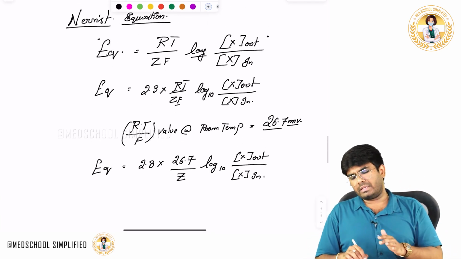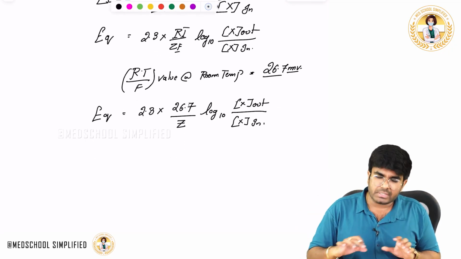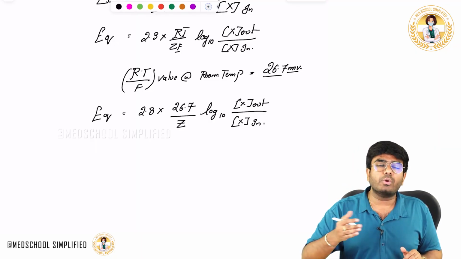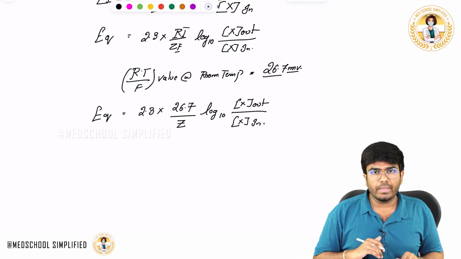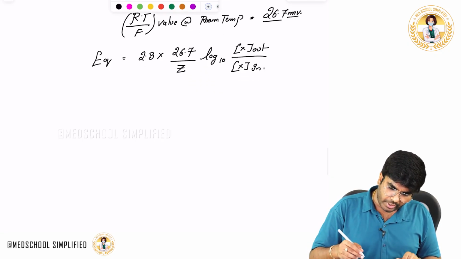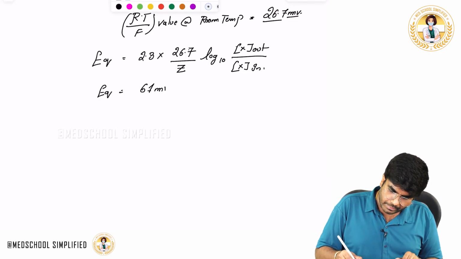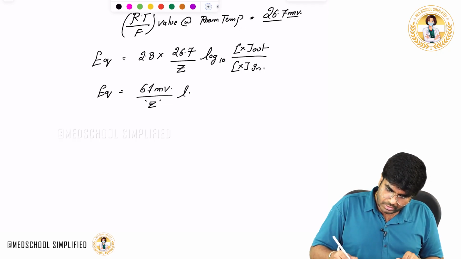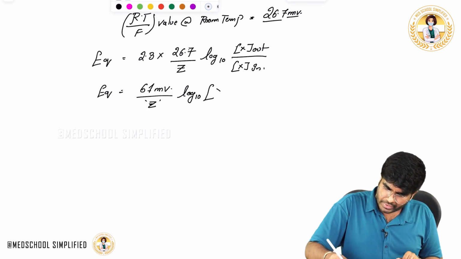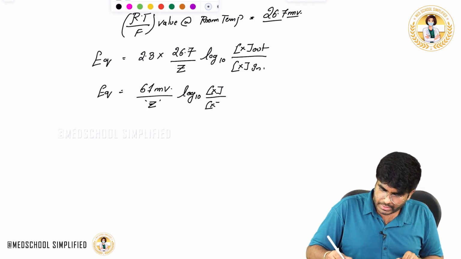This is a little mathematics, but don't worry, it's going to be easy. Finally, we have to derive one formula, the Nernst equation, so that it will be easy for you to understand how to calculate the equilibrium potential. Now 2.3 into 26.7, I can say, is about 61 millivolts. So equilibrium potential is equal to 61 millivolts divided by Z, times log base 10 of the concentration of the ion outside the cell by the concentration of the ion inside the cell.